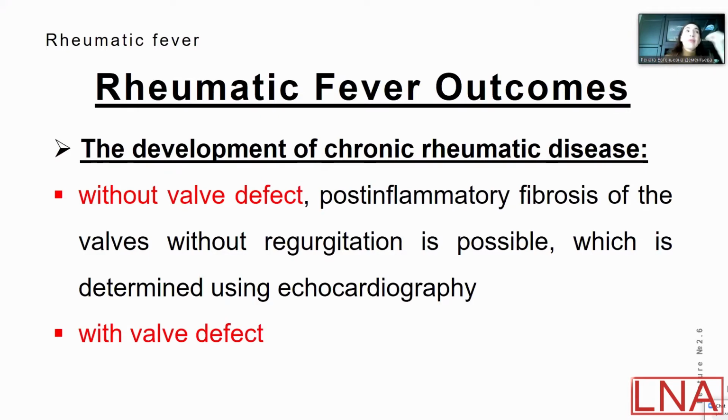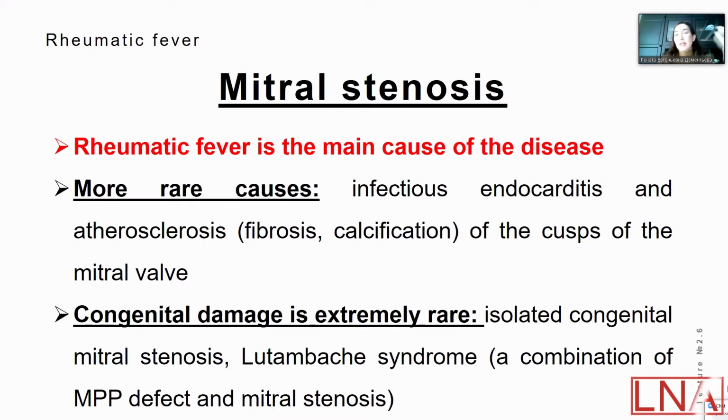And which valves are more often affected in rheumatic fever? Surely the mitral valve and the aortic valve. Rheumatic heart disease includes damage of all valves, but I suggest you discuss the main one. So mitral stenosis, which we discussed a little in the previous semester. Rheumatic fever is the main cause of the disease.